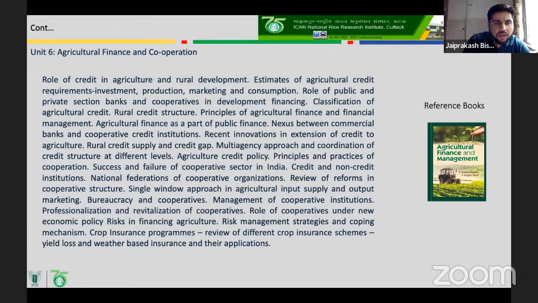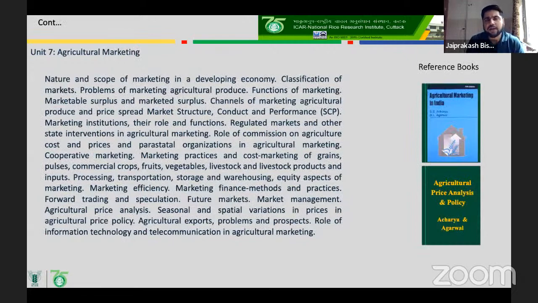Okay. For agriculture marketing, this book by S.S. Acharya and Agrawal, Agriculture Marketing in India, is the most referred book for agriculture marketing in India. But there are some questions which do appear from the Agriculture Price Analysis and Policy book, which is again written by Acharya and Agrawal. So you have to read those things also.